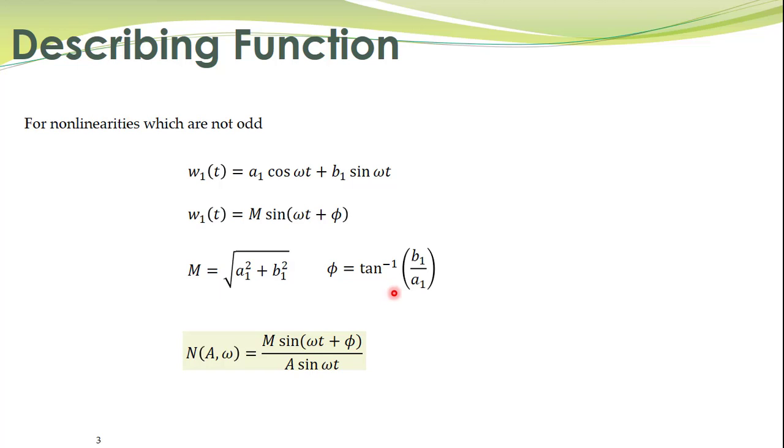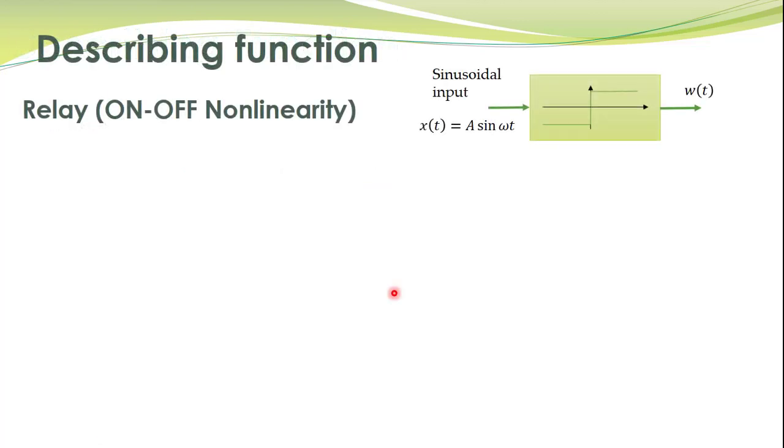So now we have talked about describing function in detail. Let's find the describing function for some common nonlinearities which are encountered in real systems. A very often encountered nonlinearity is the on-off nonlinearity. On-off nonlinearity is described over here.